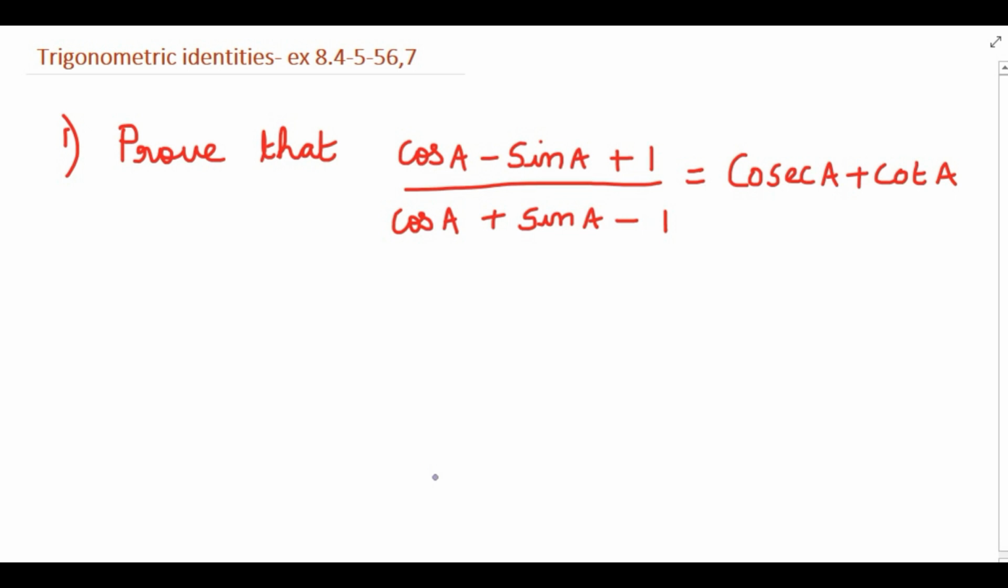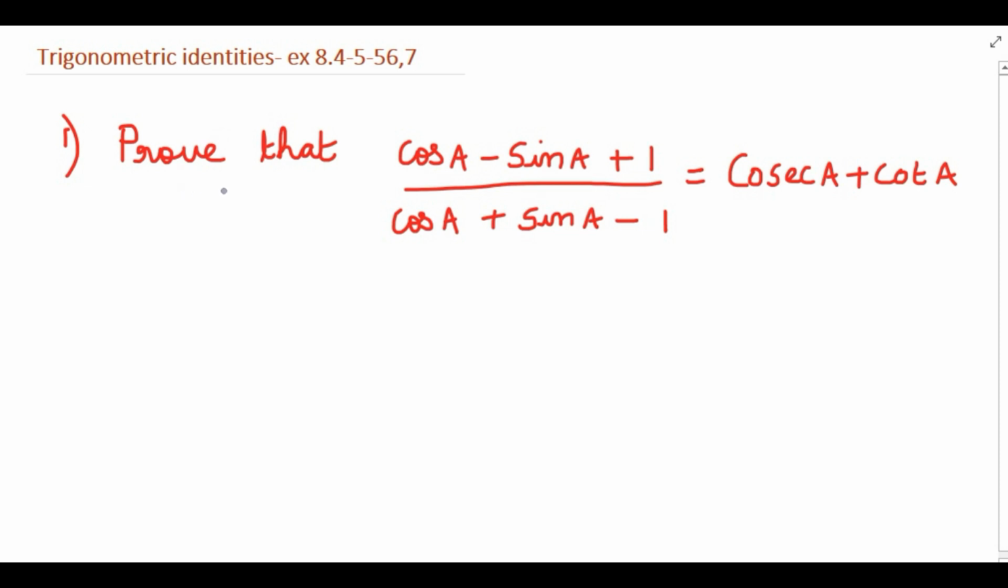We have seen the three trigonometric identities: sin square theta plus cos square theta equal to 1, 1 plus tan square theta equal to sec square theta, and 1 plus cot square theta equal to cosec square theta. Today we will do some of the problems based on those three trigonometric identities.